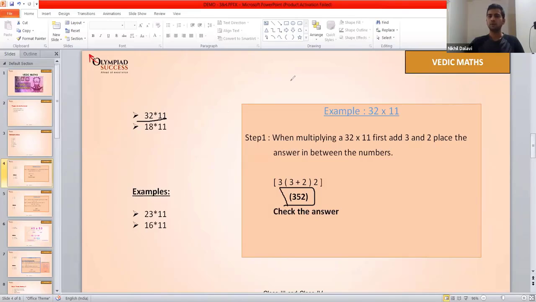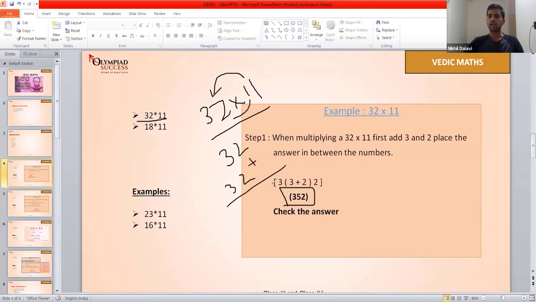Okay. So now let's do it in the normal way. How do we do it in a normal way? We take 32 times 11. We take 1, multiply it with 32, that is nothing but 32. Again take this 1, multiply it, that is nothing but 32. And add the entire thing. That is 352. Right? It takes a lot of time, right?